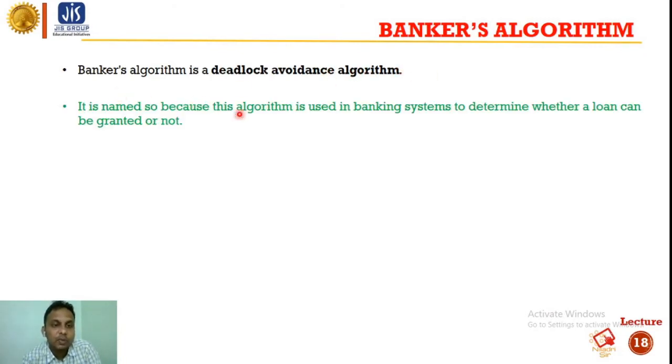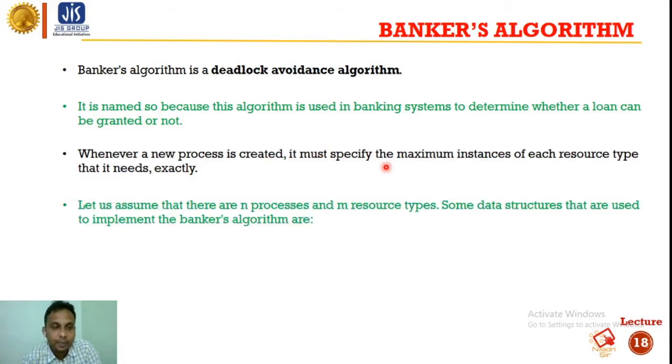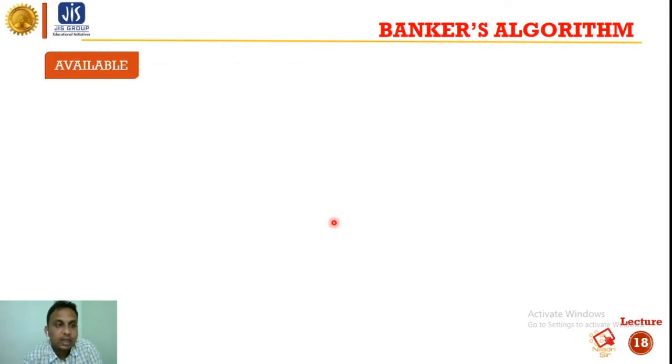It is named so because this algorithm is used in banking systems to determine whether a loan can be granted or not. Whenever a new process is created, it must specify the maximum instances of each resource type that it needs exactly. Let us assume that there are n processes and m resource types.